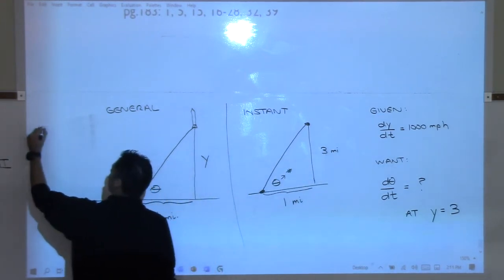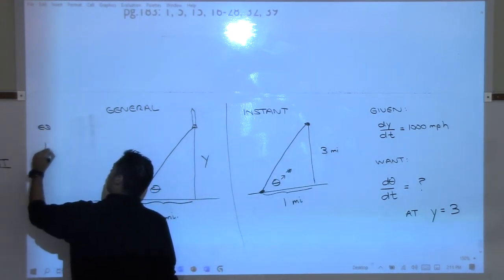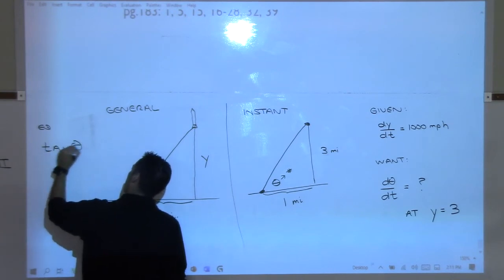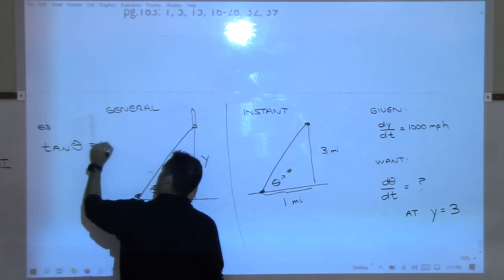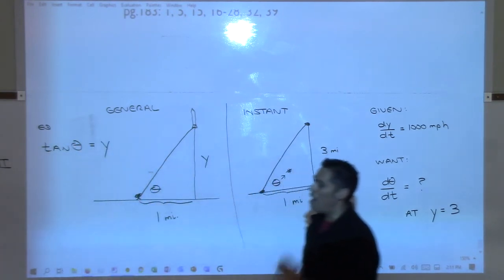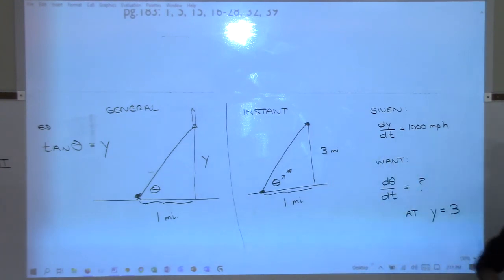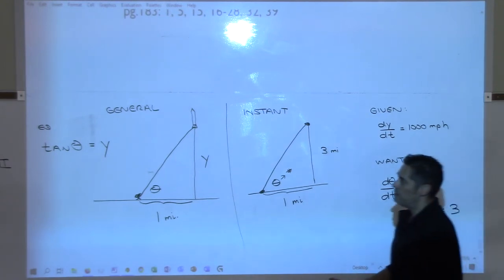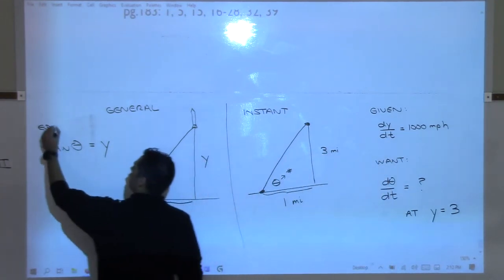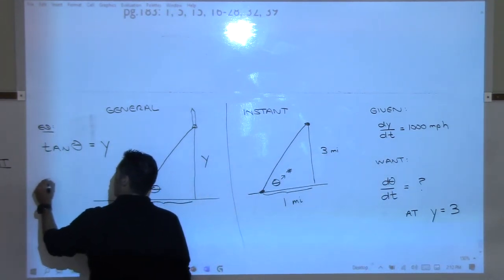So here's an equation that relates the two. Tangent theta equals y over 1, which is just y. Now once you have that, what do you do? You differentiate it with respect to time. Okay? So you differentiate this equation with respect to time. So if I do that, let's see.